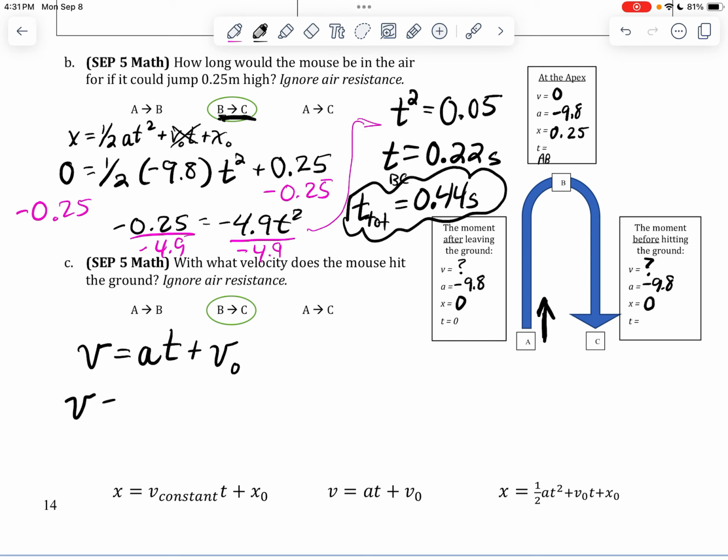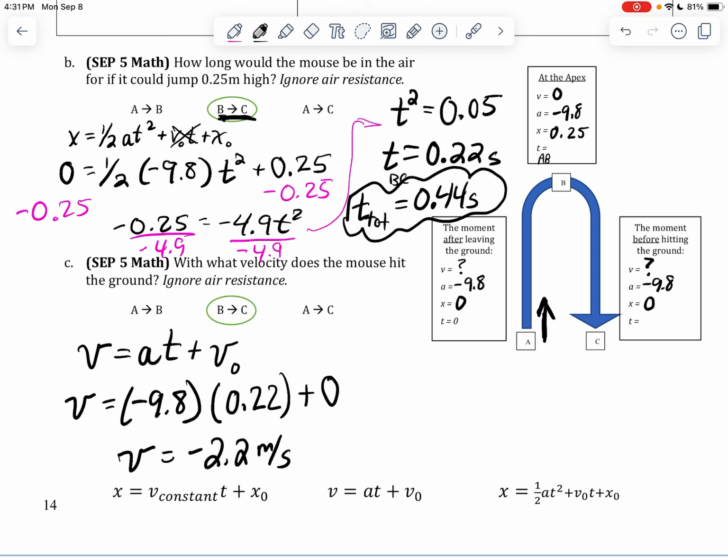So I want to solve for final velocity. Acceleration is negative 9.8 meters per second squared. The time, now this is the time from B to C, the time to fall from the very top, is going to be 0.22 seconds. Plus the initial velocity is 0 because that's the velocity at B. So that one's a little bit easier to solve. And I'm going to get, we'll round it, negative 2.2. And it's negative because it's moving down. Negative 2.2 meters per second. And that should make sense because at C, it's moving down.